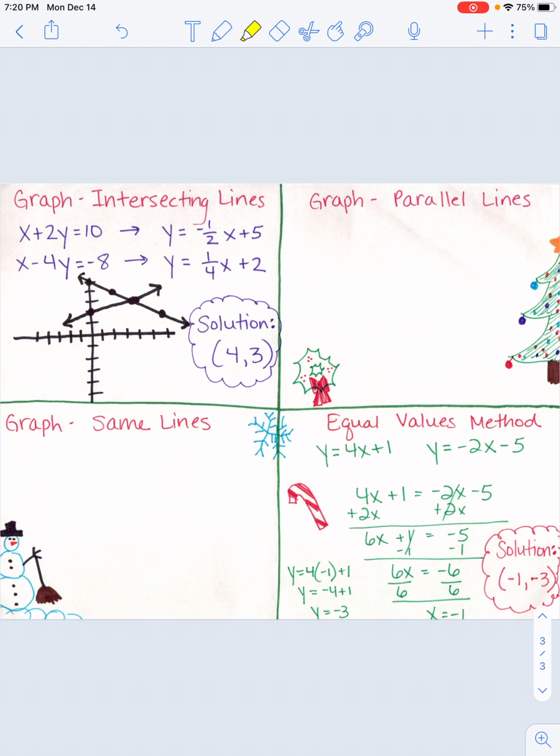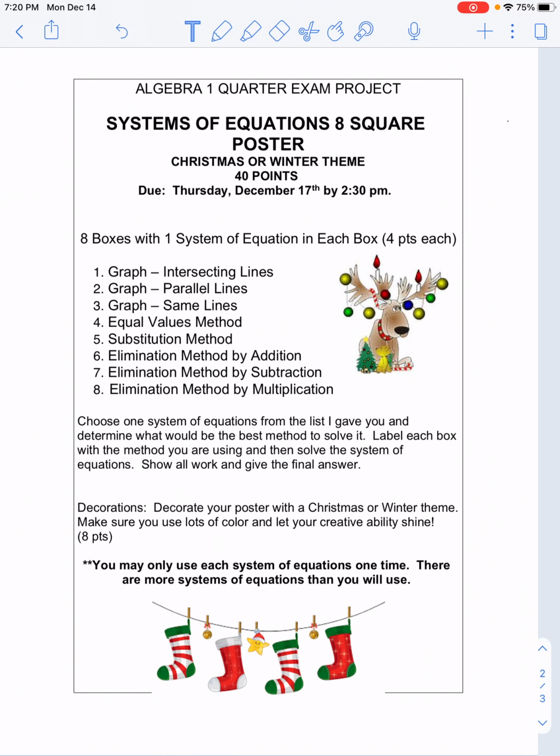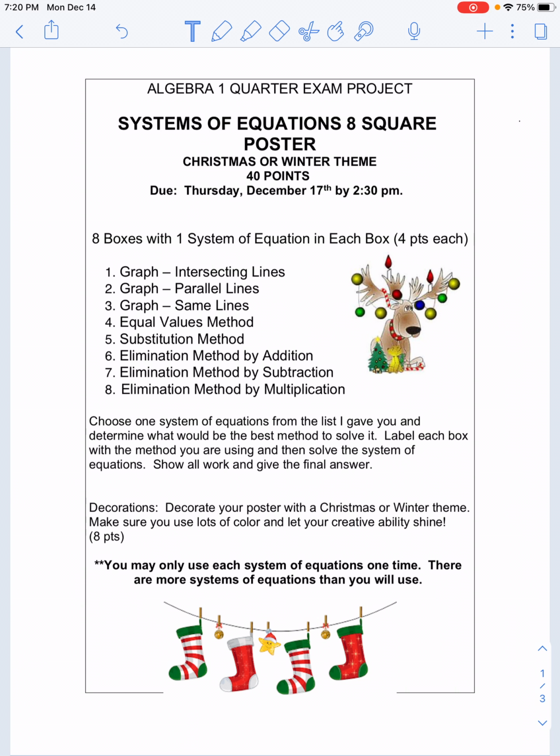If you're not sure what to do, always go back to this page right here. It'll tell you exactly what you need. Make sure that you have all of these methods and a final answer. Show all work and give the final answer.